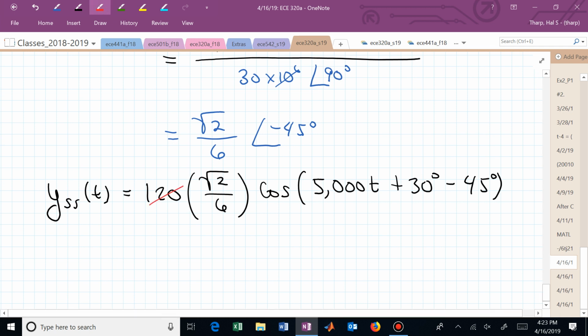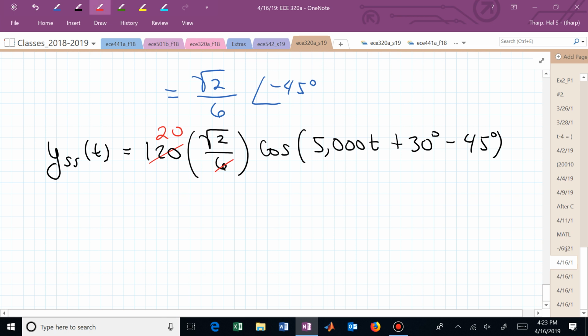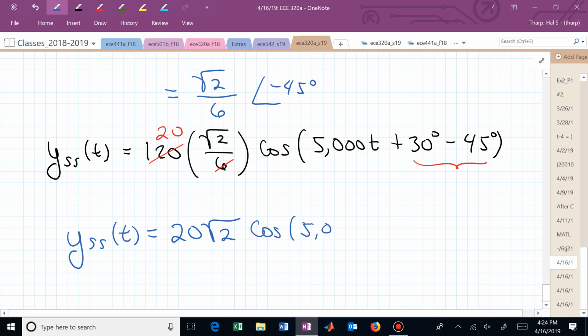Or if we do a little bit of canceling there and combining here, we then end up with our sinusoidal steady state output being 20 square root of 2 cosine 5,000 t minus 15 degrees.